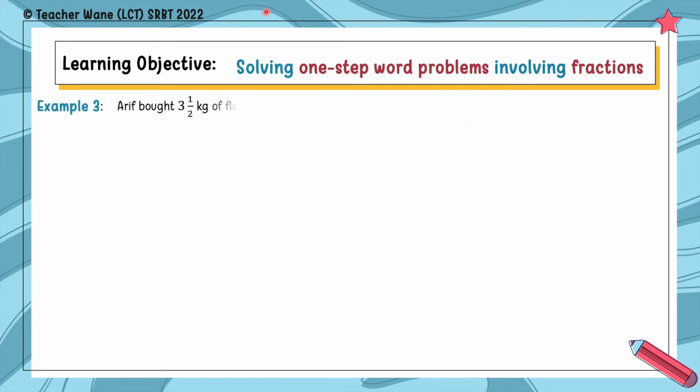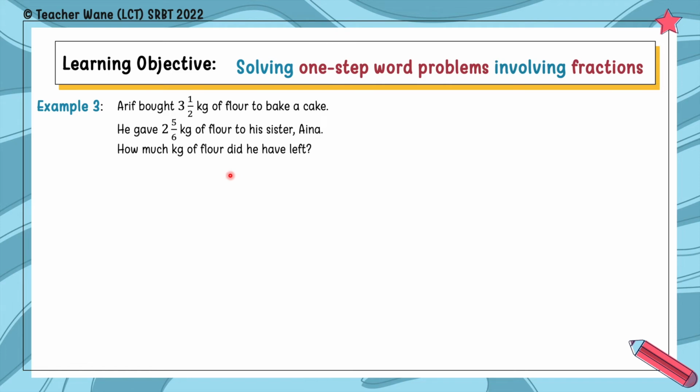Example 3. Arif bought 1 out of 2 kilogram of flour to bake a cake. He gave 5 out of 6 kilogram of flour to his sister Aina. How much kilogram of flour did he have left? Step number 1. Need to read and understand each sentence. So did you manage to read and understand each sentence?